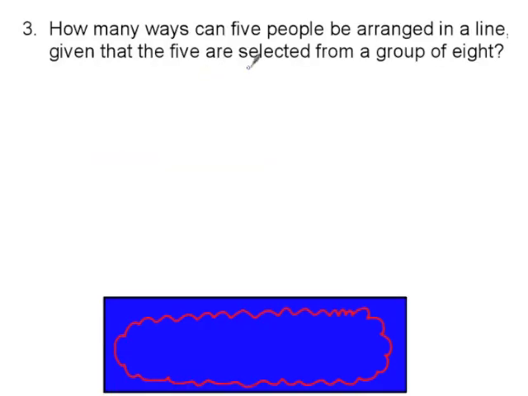In this next example, we're arranging 5 people in a line, but we're given that the 5 people are selected from an original group of 8. So the word arranged here gives us a clue that we're actually looking for the number of permutations of the 5 people.